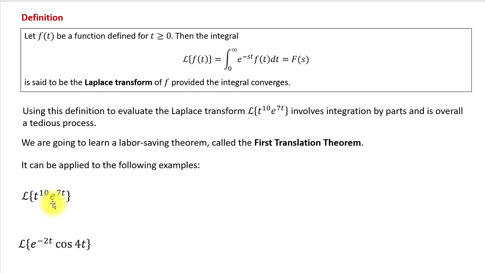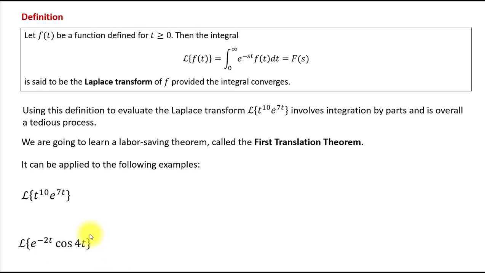You probably noticed that both of them are represented as a product of two functions, where one is e to some power, so e to the power 7t in the first one, and then e to the power negative 2t in the second one. Well, that's going to be the form. And I'm going to give you the formal definition of the first translation theorem in a minute. But for now, let's continue working with these examples because they're going to illustrate how this theorem works.